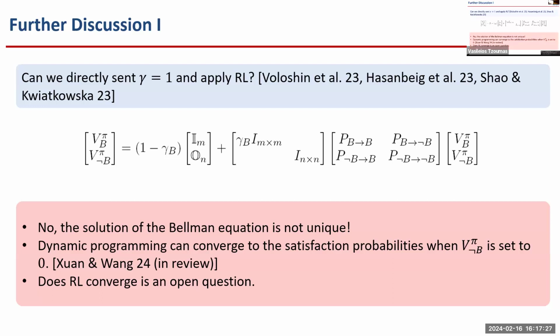In our latest work, we show that if you really want to set gamma to be 1, you have to smartly set the initial values. You have to start your algorithm from a good initial value. In general, that only guarantees that you can find the correct solution through dynamic programming, but whether you can generalize that in an RL setup is still an open question.